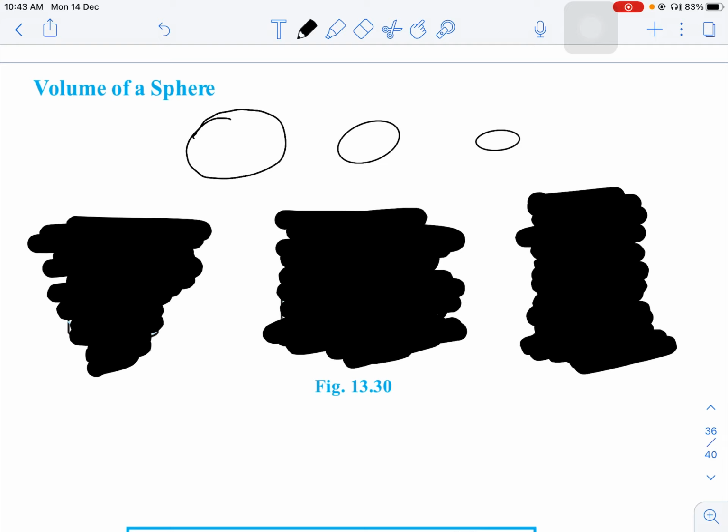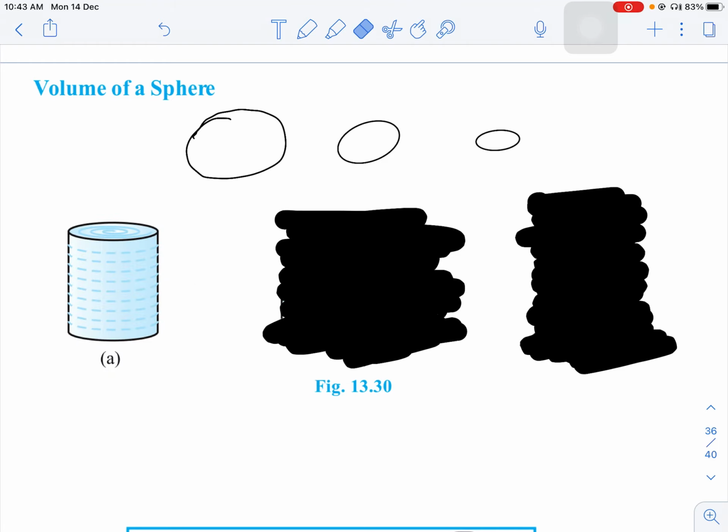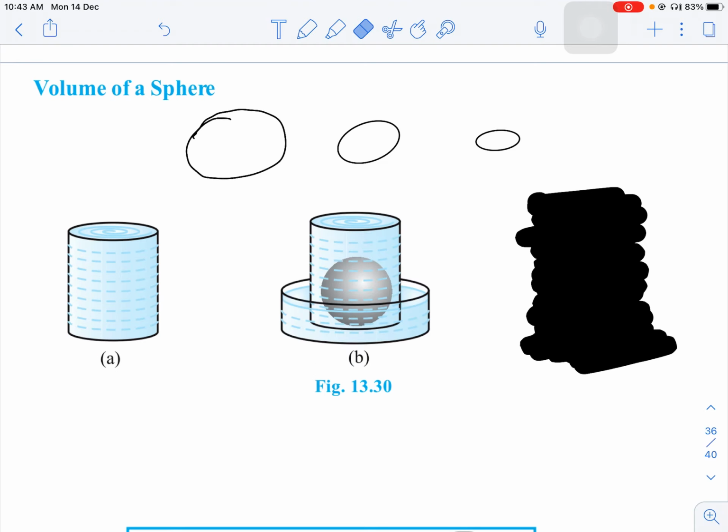Now we need to take a container which is big enough to put in each of these spheres. So let us consider that this one is the required container. Then we need to take a trough and keep this container in that trough in this way. It can be seen over here. Now this is a trough, and this one is our container.